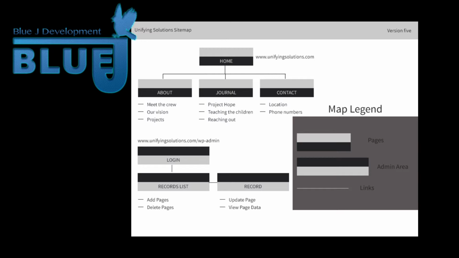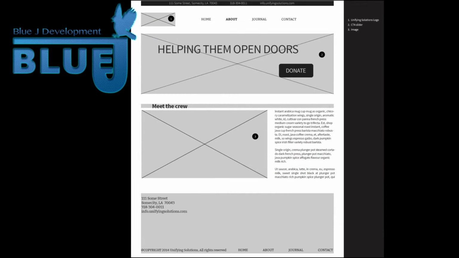Okay, so now we're going to move on to the wireframe. The wireframe is just a graphical representation of the layout of the site, which I foresee creating. And if you notice at the top of the site, you have a bar that's going to list the address, the phone number, and the website to get in contact with Unifying Solutions. Then right beneath that, you have the logo as well as the pages of the site.